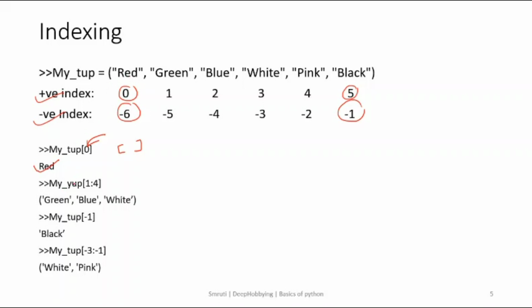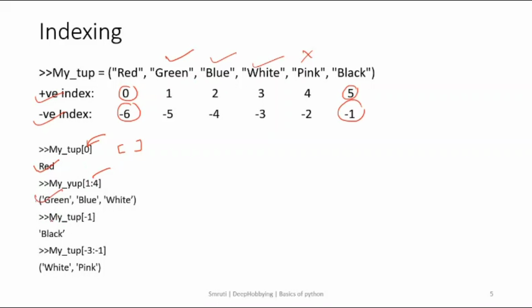Similarly, you can access multiple items within the list or tuple, and the way you can do it is by using a colon. So in this example, I'm asking Python to return all the elements starting from the first index till the fourth index, but not including the fourth one. Whatever number comes after the colon, Python will return till that index, but not including that one. So in this case, the fourth index will not be returned. So green, blue, and white will be returned from this code.